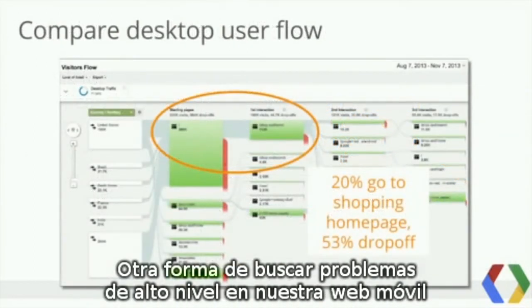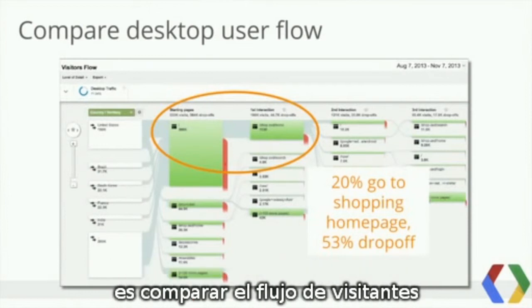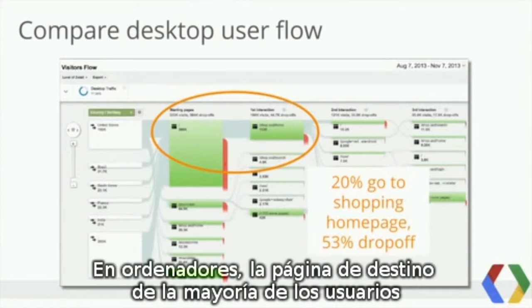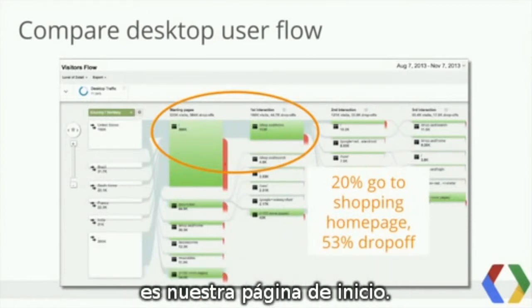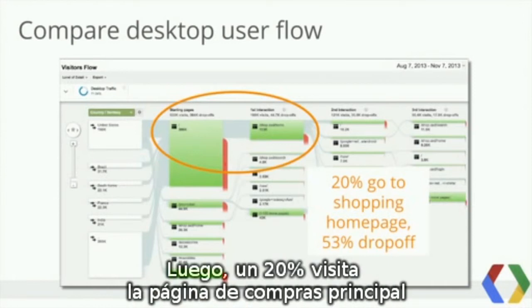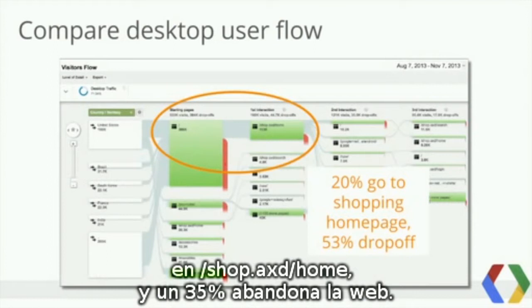Another method for checking high-level issues with our mobile site is to compare desktop and mobile visitor flow. In desktop, a majority of our users' initial landing page is our home page, and then 20% visit the main shopping page at /shop.axd/home, while 53% of our visitors drop off.